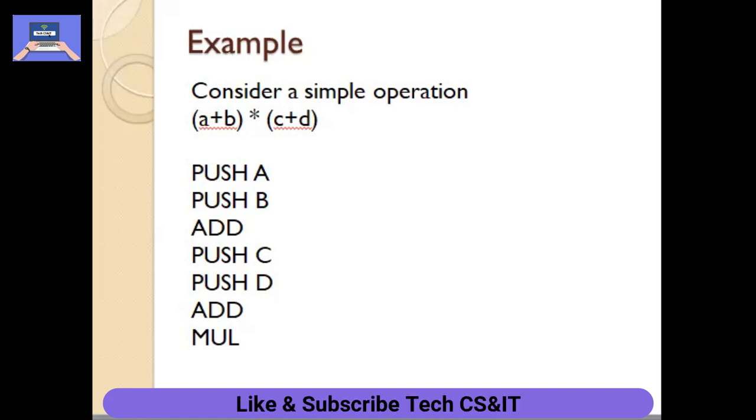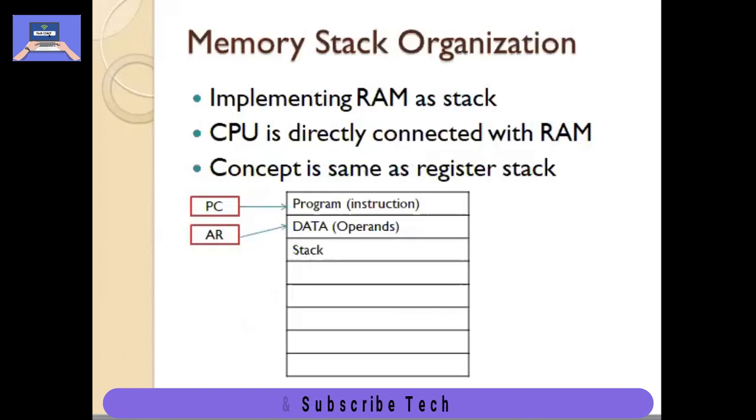For example, you have entered A and B into the stack. If you add those, only two operands are there, so it will add only those two. And if you push C and D, it will add only those two, and then it will multiply the resultants of these two adds, and then the result will pop.